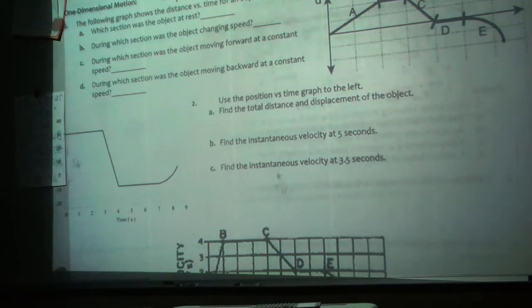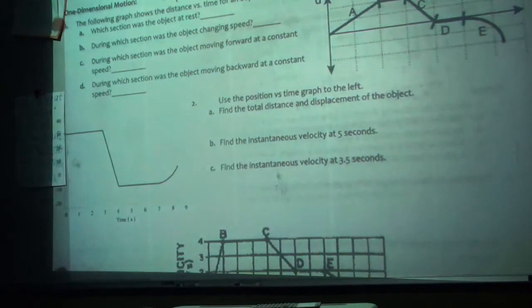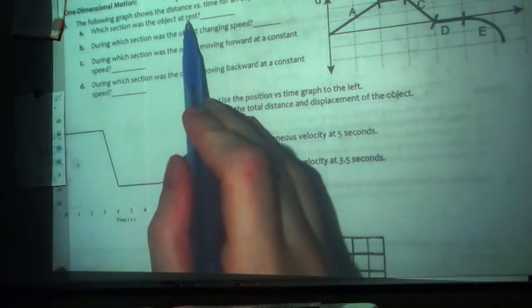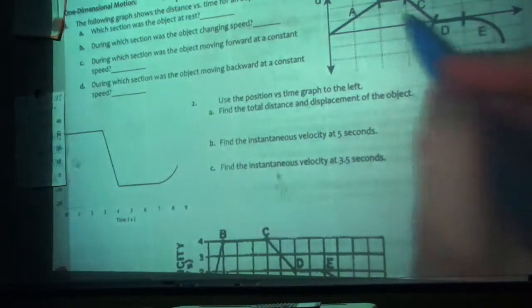So we have a distance versus time graph. That's the same as a displacement versus time or a position versus time graph, as long as whatever is on the y-axis is measured in meters. When the object is at rest, that means it's staying in the same position or at the same distance. So it would be at rest in section B and in section D because it's not moving at all.